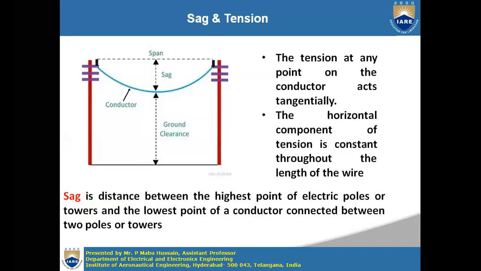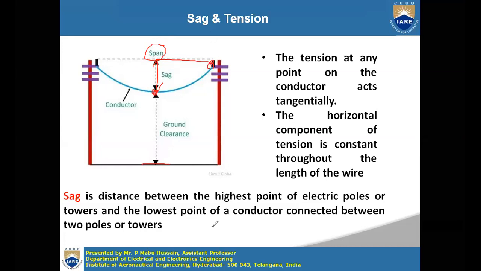Right. So let us recall some of the important points which we already discussed in the previous lecture, which are sag and tension. So you know that sag is the distance between the lowest point on the conductor and the support. So the distance between these 2 points is called the sag, and span is the distance between the 2 towers, and clearance is the distance between the lowest point on the conductor and ground.